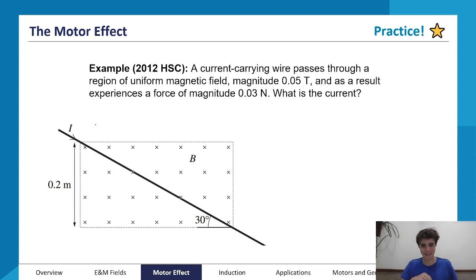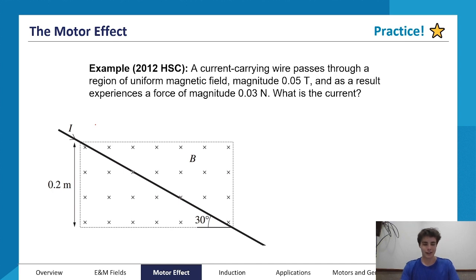But yeah, let's jump into this one. So a current carrying conductor, or current carrying wire, sorry, passes through a region of uniform magnetic field with a magnitude of 0.05 teslas, and as a result, it experiences a force with a magnitude of 0.03 newtons. Our question is, what is the current going to be?